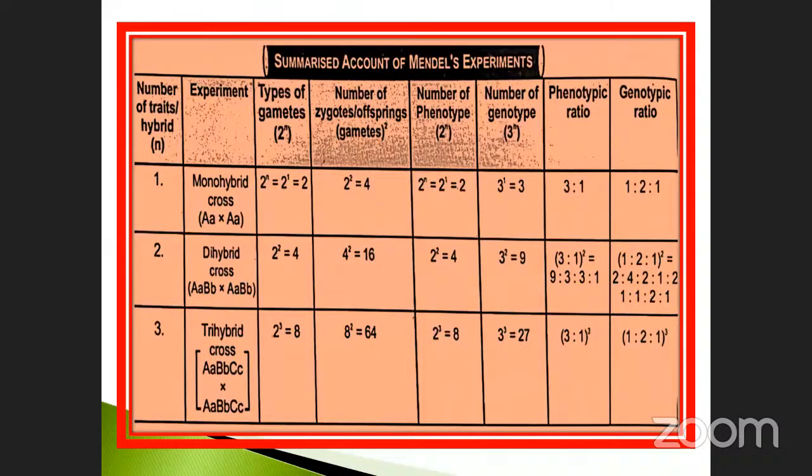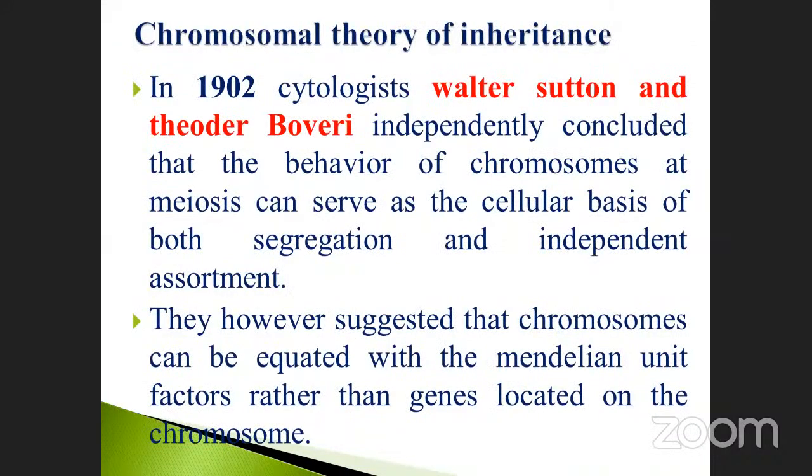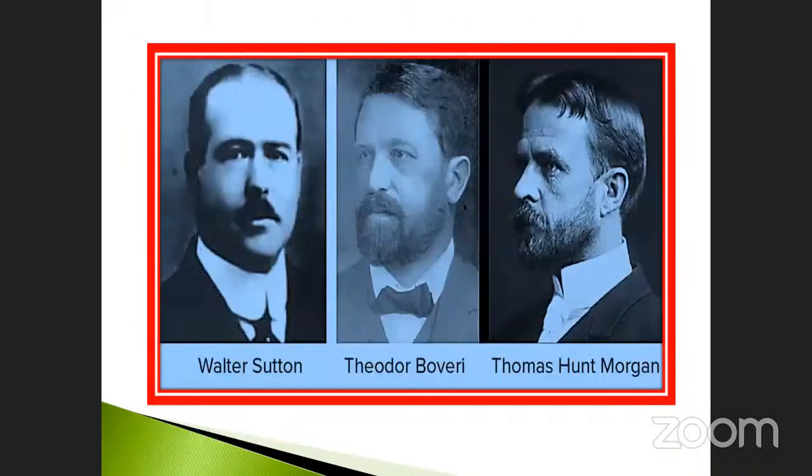Okay. And then the chromosomal theory, who stated the statement? Walter Sutton and Theodore Boveri, whatever it may be. Pronunciation may differ, but the scientists' names are Walter Sutton and Theodore Boveri. They stated the statement called the chromosomal theory of inheritance. Okay. So these are the scientists you are seeing.